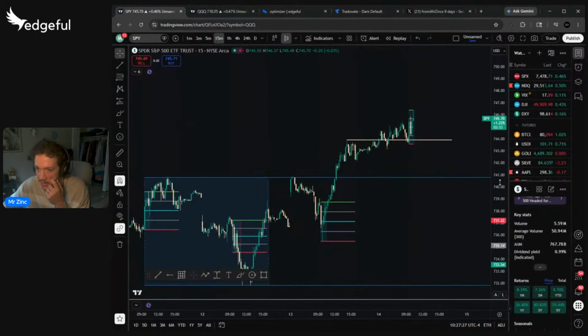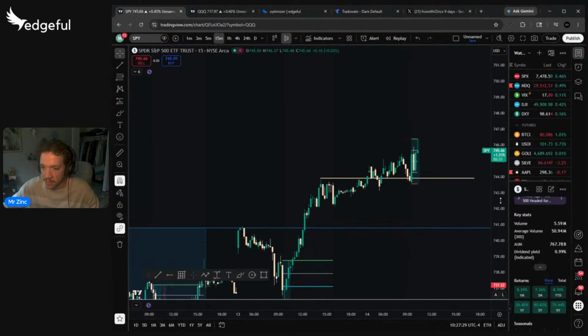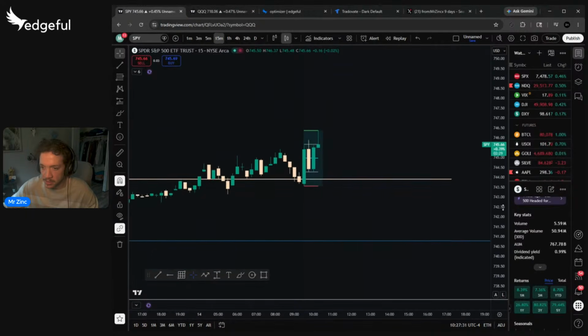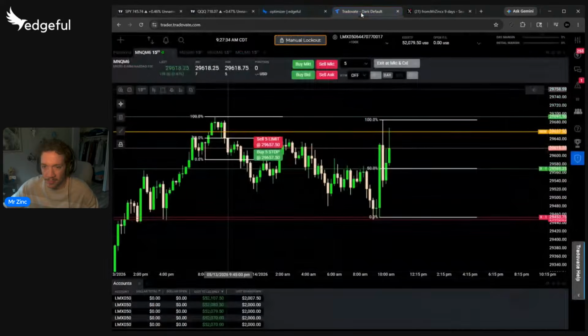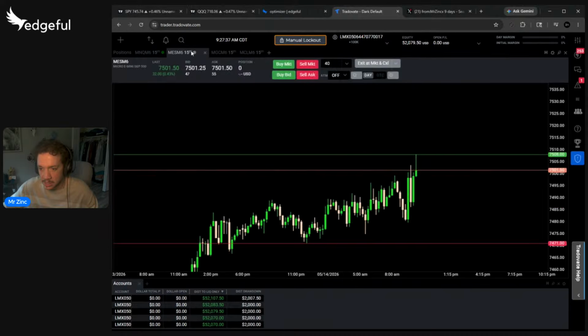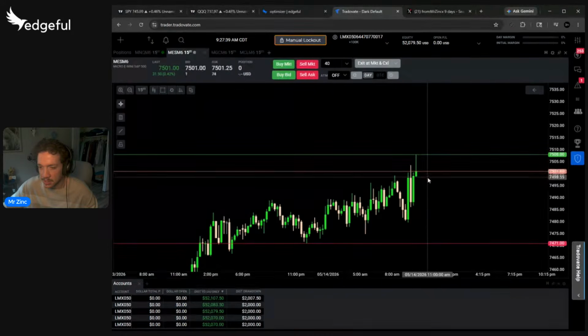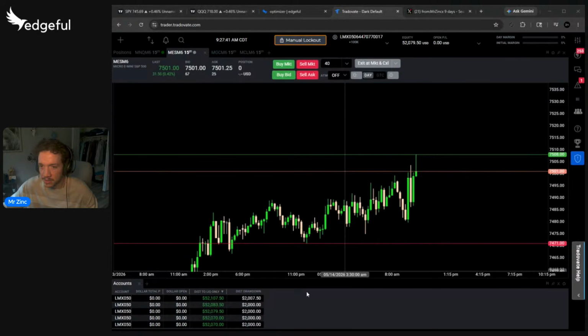If SPY hits the IB 25, IB 50, I might take the trade on that first. SPY looks a lot stronger, so I'd rather take that. The only discouraging factor is that 7,500 is going to be a very significant rejection level.